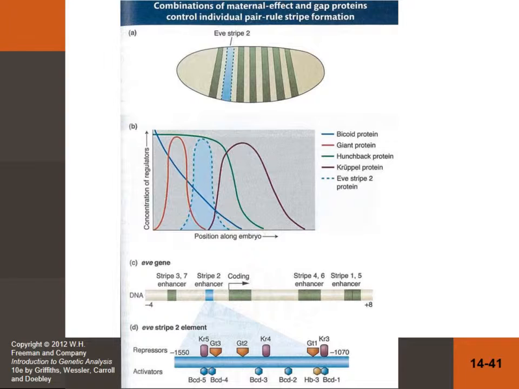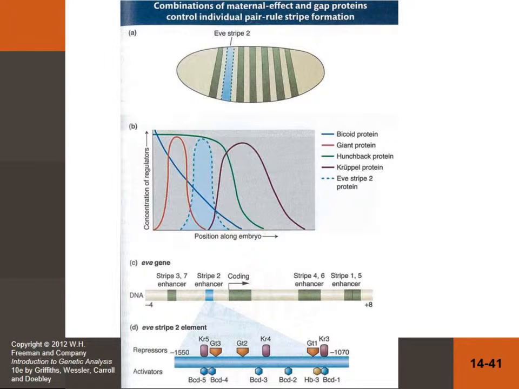In C, we can see the Eve gene, and also regions called enhancer regions. Look specifically at the stripe 2 enhancer region that sits upstream of the actual coding region of the Eve gene. That stripe 2 enhancer region indicated in blue is enlarged in D.